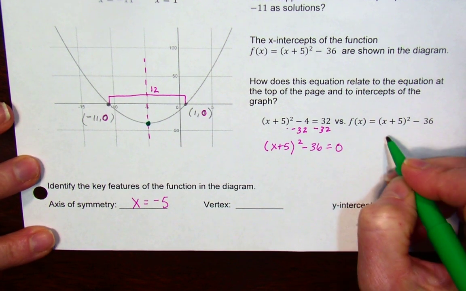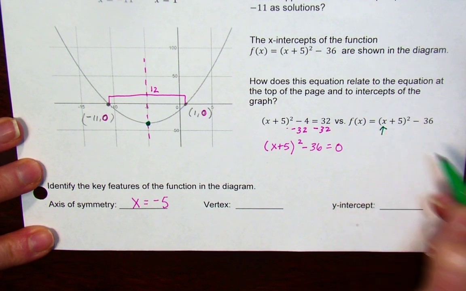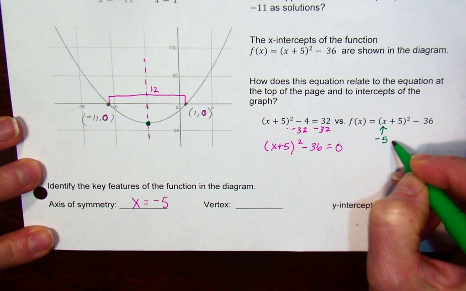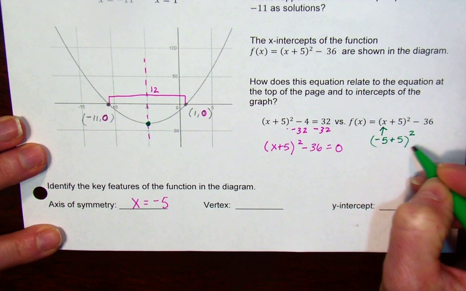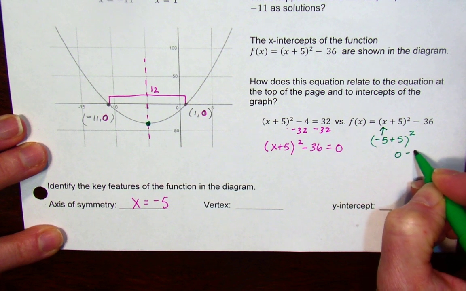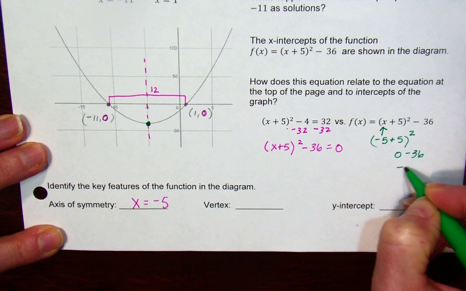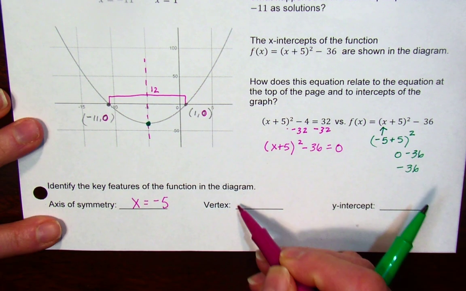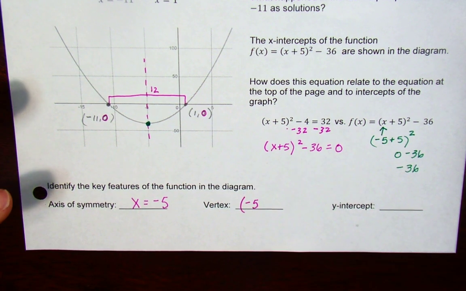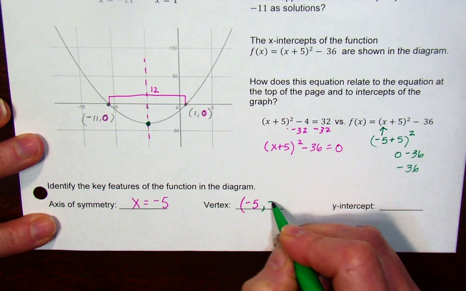So I would take my axis of symmetry of -5, and I would substitute it back into my equation. -5 plus 5 is 0, and 0 minus 36 is -36. So the vertex is at -5, which comes from the axis of symmetry, -36.